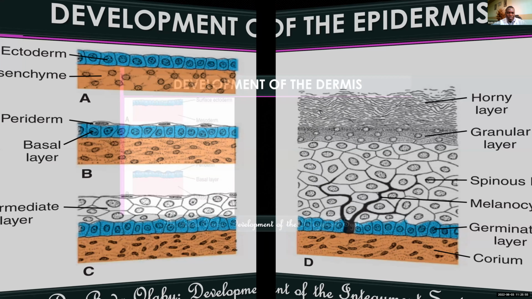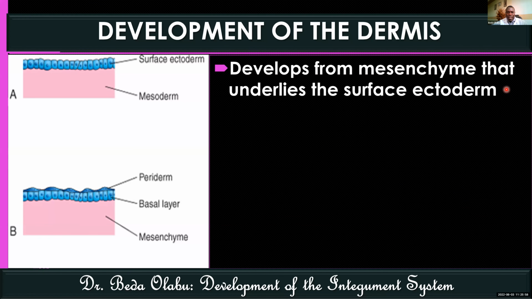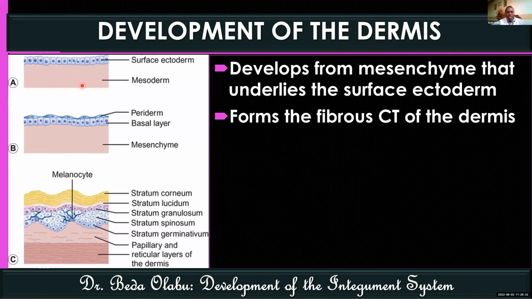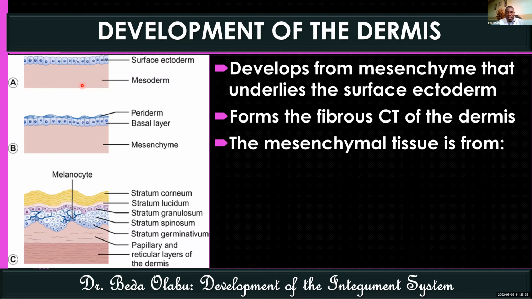How about the dermis? As I mentioned earlier, the dermis of the skin develops from mesenchyme that is below the surface ectoderm. In this case, this is mesoderm, which is going to give us mesenchymal tissue. But the dermis doesn't have to come from mesoderm. It may come from mesenchyme of a different embryonic origin rather than mesoderm. But in general, remember that the dermis is a connective tissue layer. So that fibrous connective tissue layer is from mesenchyme.